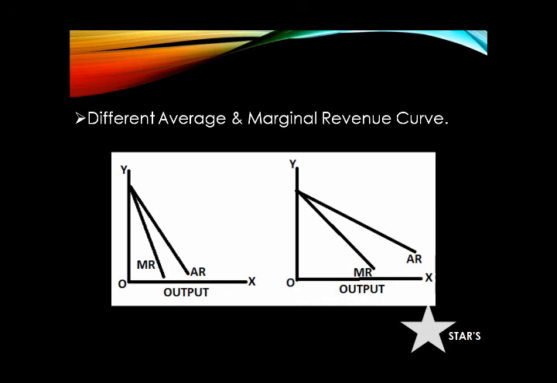So, through this diagram, one question also arises: which curve is flatter? In the monopoly market and the monopolistic market, the slope of the demand curve is downward, but in the monopoly market, the demand curve is less elastic than in the monopolistic competition market. Because in the monopoly market, there is no close substitute of the product, but in the monopolistic competition market, there are close substitutes. So this is the answer to why the curve is flatter.